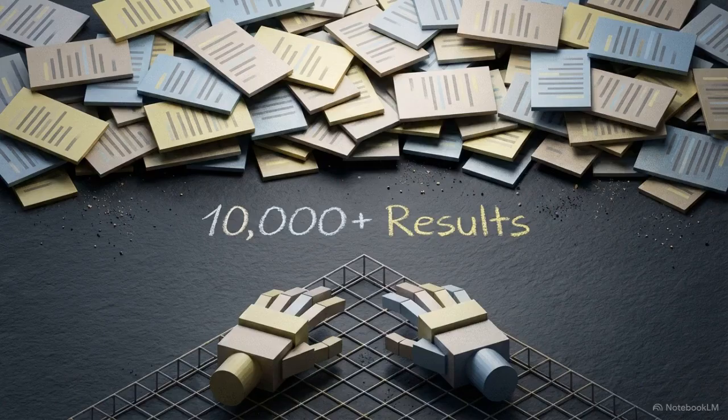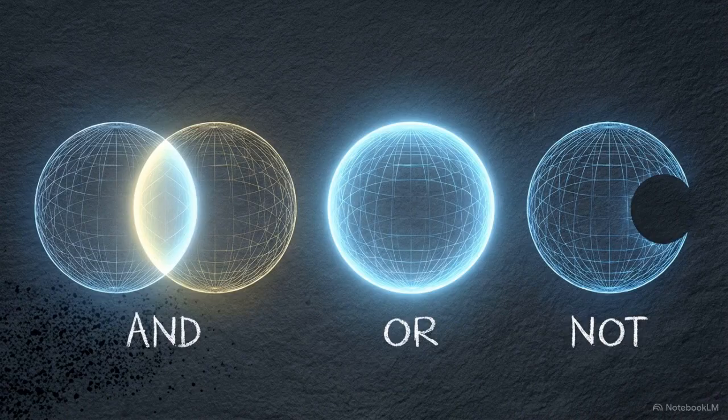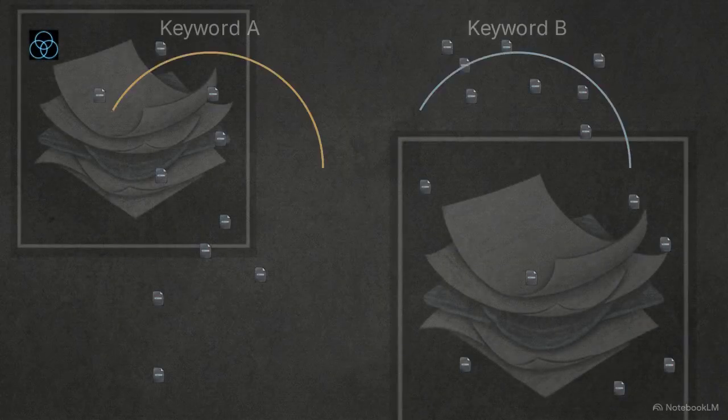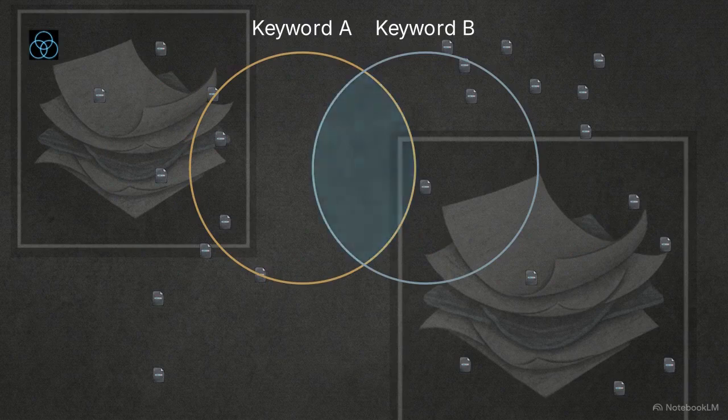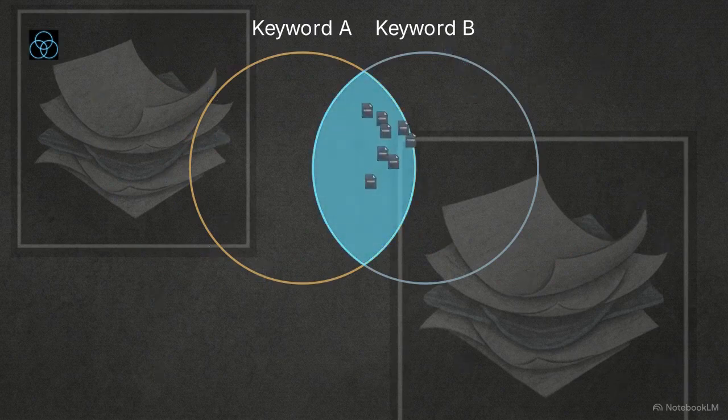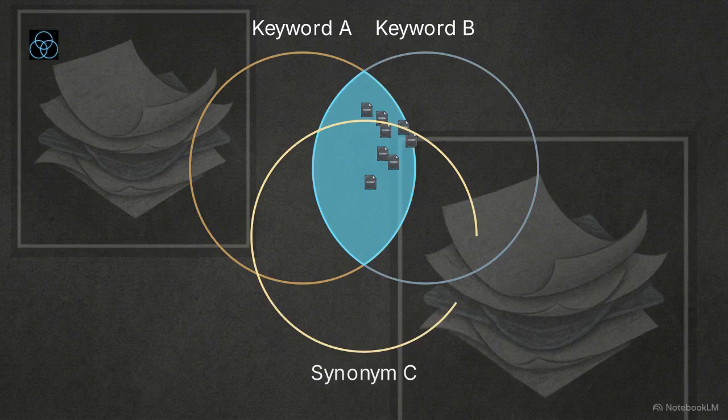To filter a database effectively, you apply Boolean operators. Boolean operators are mathematical logic commands, specifically AND, OR, and NOT, that force the search engine to include or exclude specific concepts. This diagram shows how the AND operator functions. By placing AND between two distinct keywords, you command the database to ignore any paper that only mentions one of them. You extract only the intersecting center where both concepts appear together.